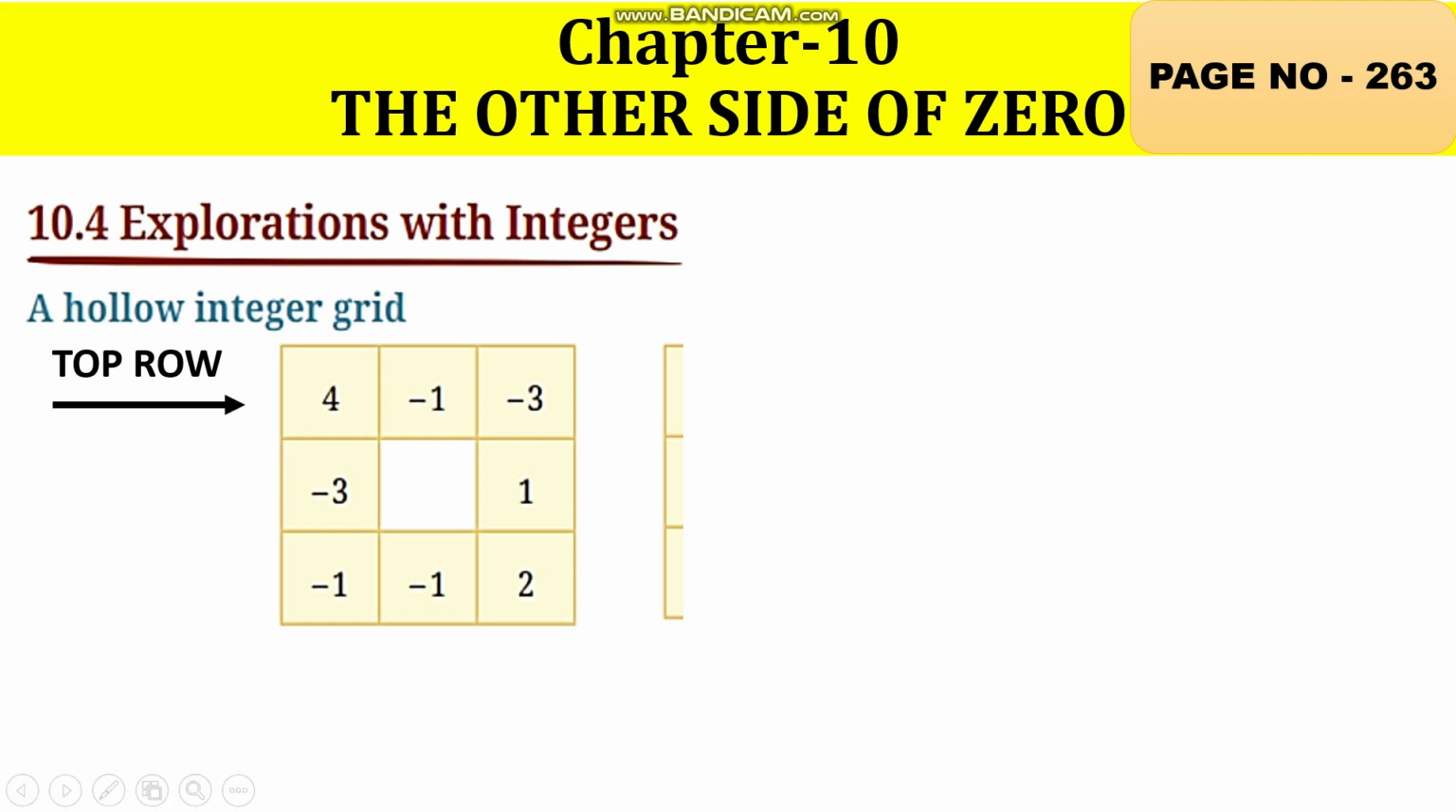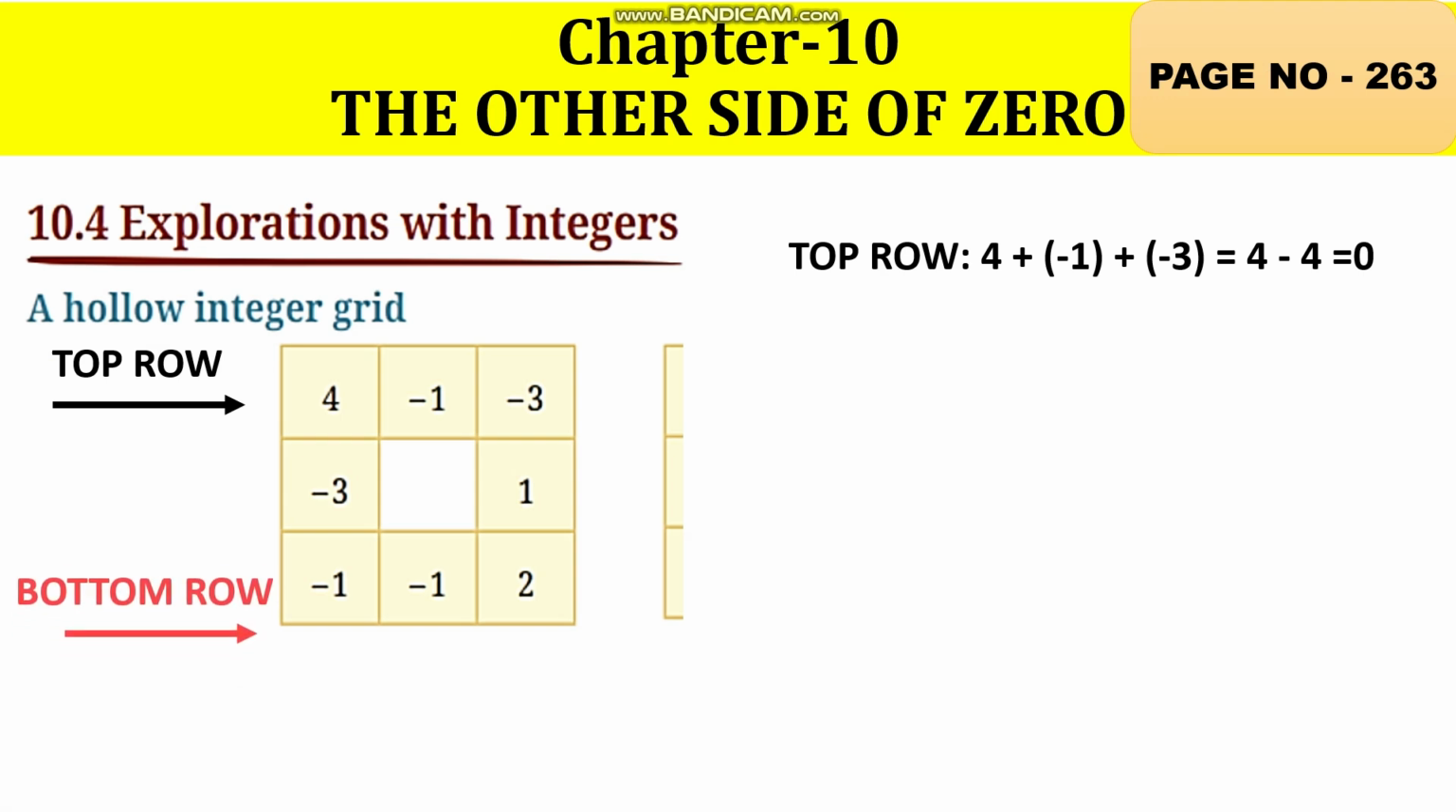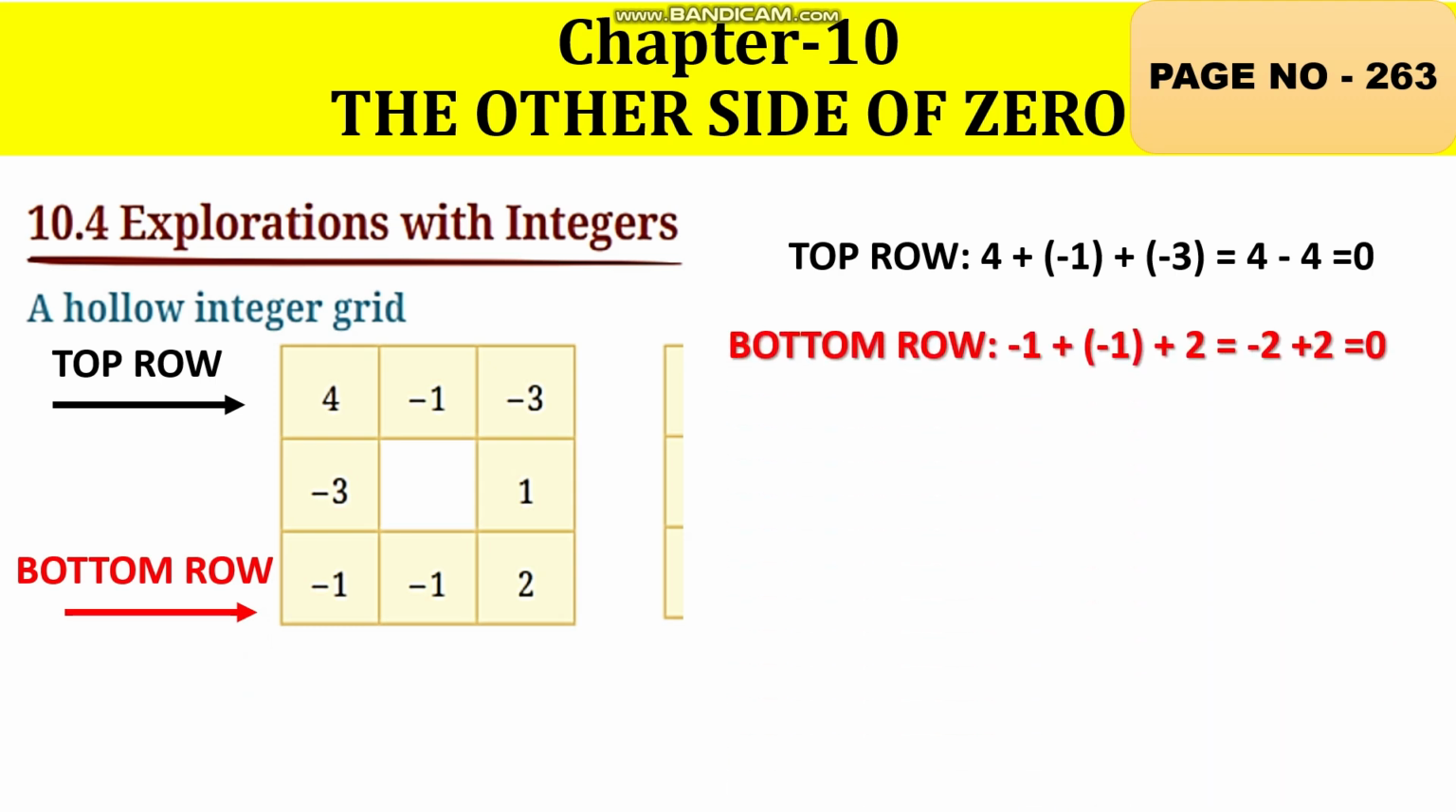Now in this hollow integer grid, when we look at the top row, we have the numbers 4, -1 and -3. When we add these integers, we get 4 minus 4, and that is 0. Now when we look at the bottom row, the numbers are -1, -1 and +2. When we add this, it becomes -2 plus 2, and that is also equal to 0.